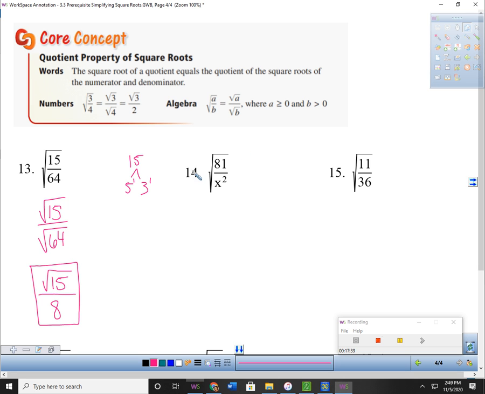Okay, so 14, same thing, square root your top and square root your bottom, and both of these are perfect squares, so the square root of 81 is 9, and the square root of x squared is x, and you're done.